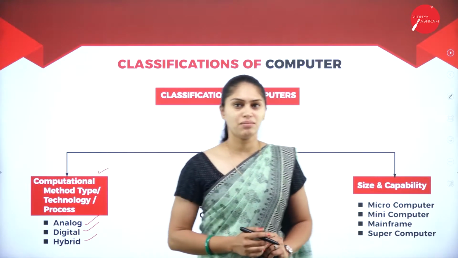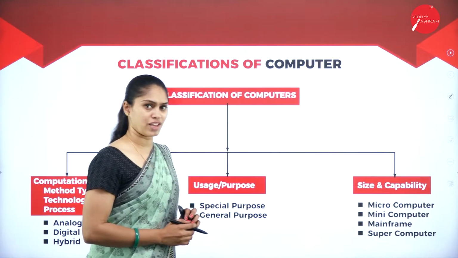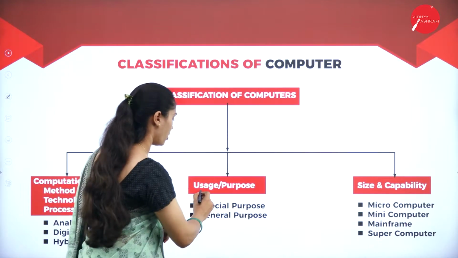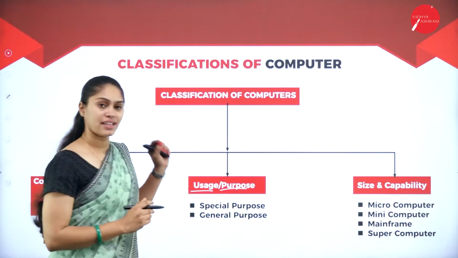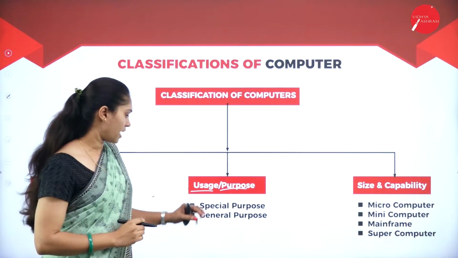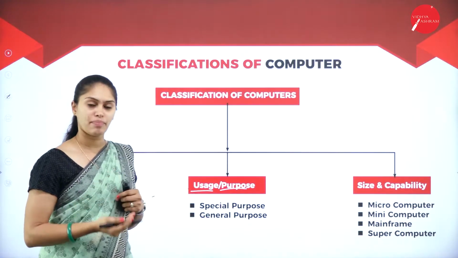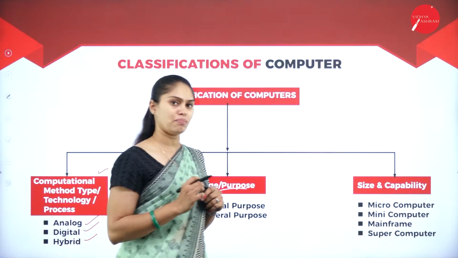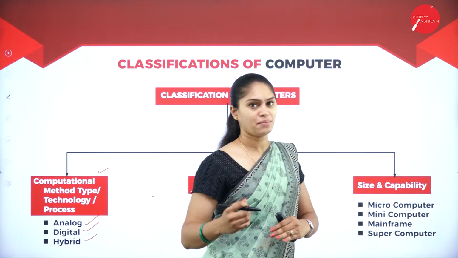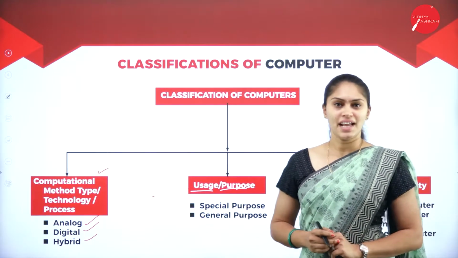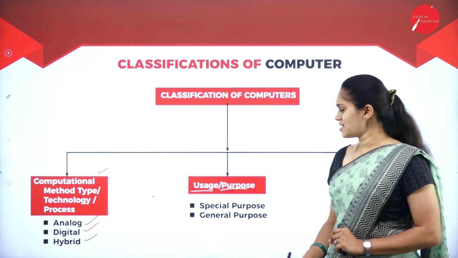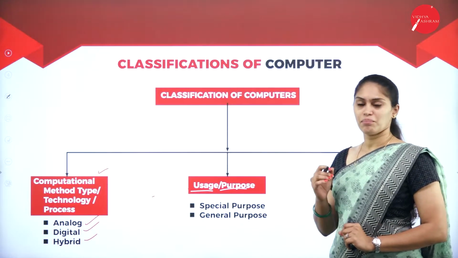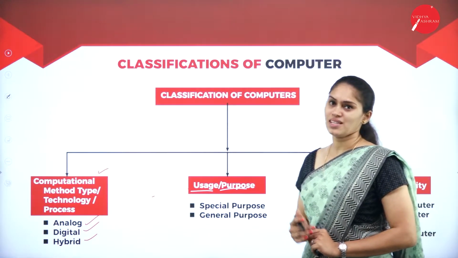Then what is the second method that we have regarding this classification? Here, based on the usage or purpose, they have classified into two types, that is general purpose and special purpose. Based on the purpose or usage of that particular type of computer, it has been classified into two parts, that is special purpose computers and general purpose computers.